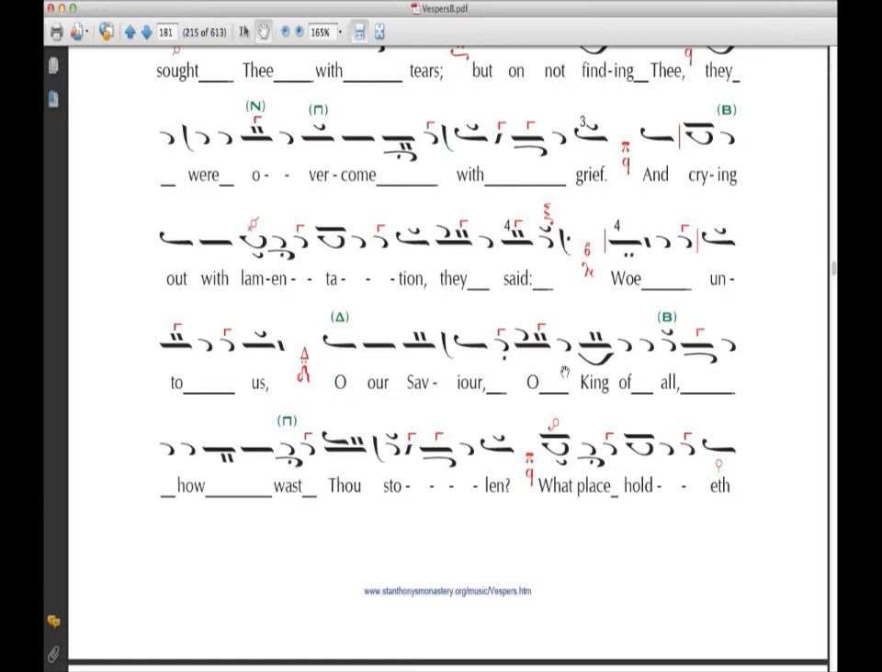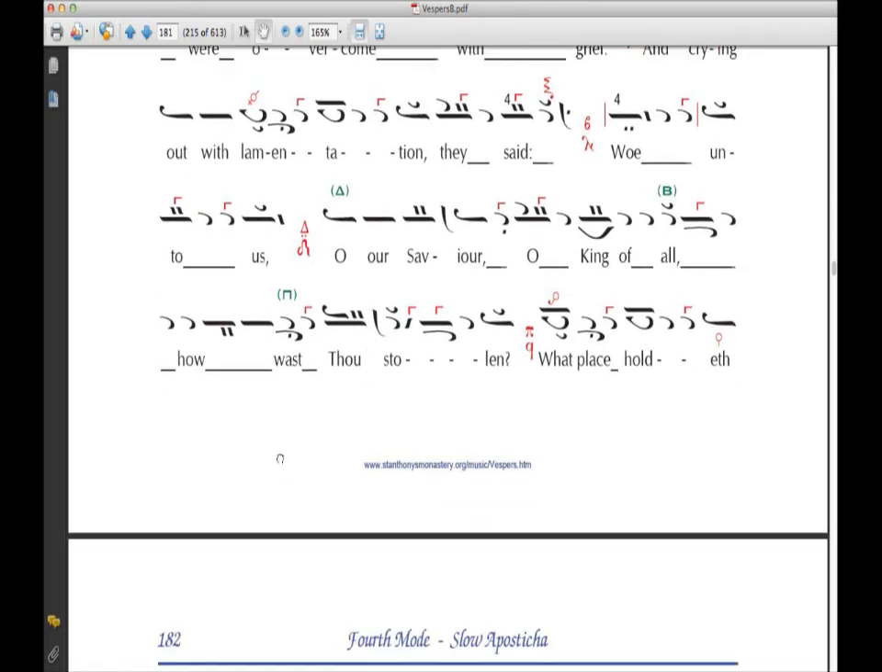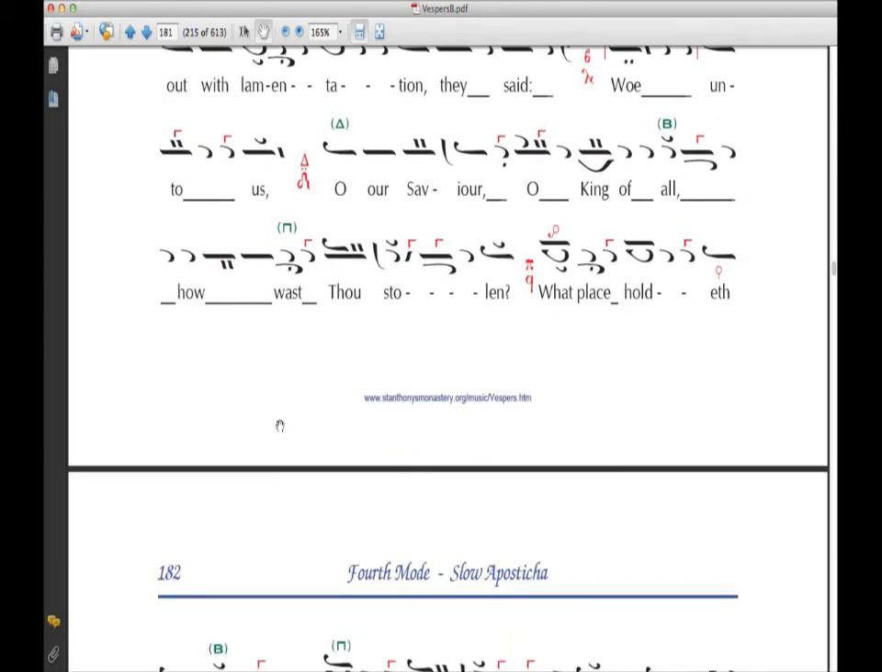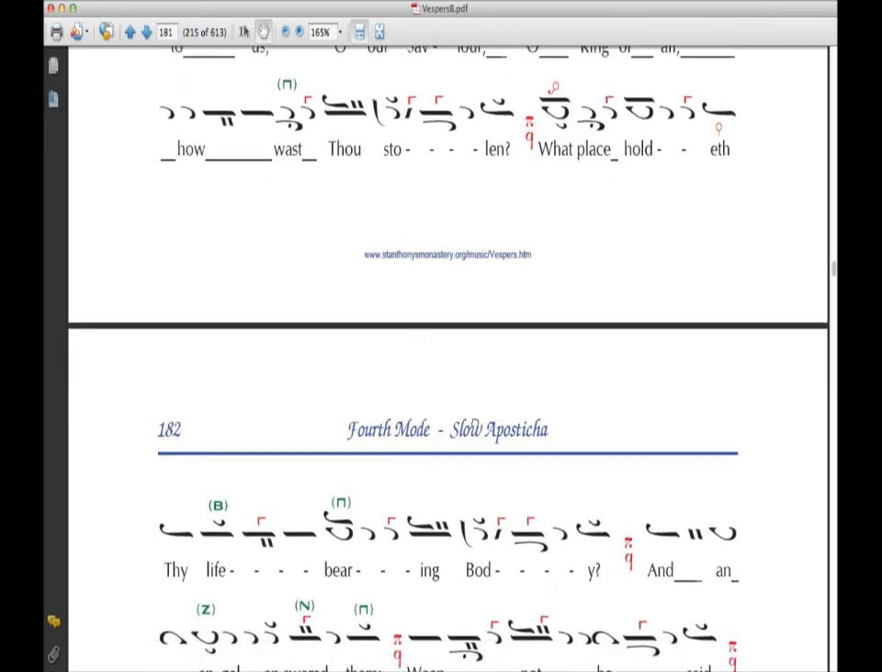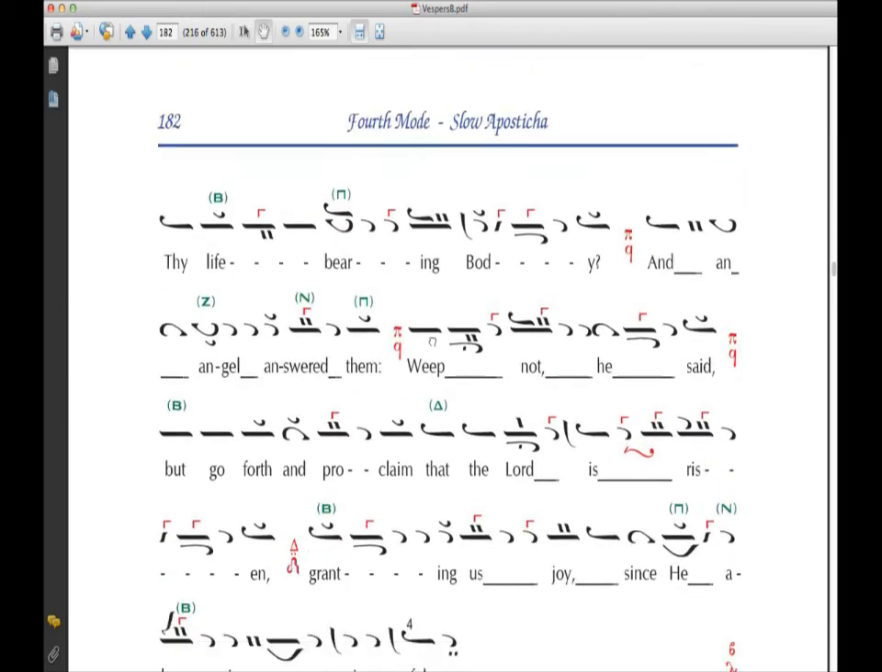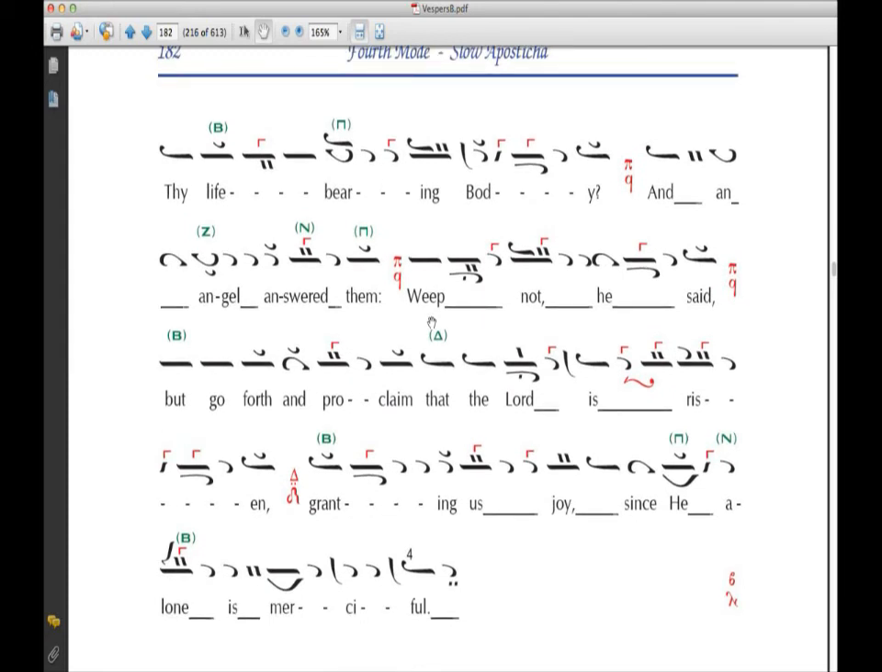And then the last line of that page, we just go to enharmonic there. 'What place holdeth,' which is kind of how we would have sung it anyway. That's pretty, as opposed to 'what place holdeth.' This just makes the difference real. Okay, and then you're back to diatonic on Pa, which for our purposes doesn't change very much. And that's the last of the tricky stuff.